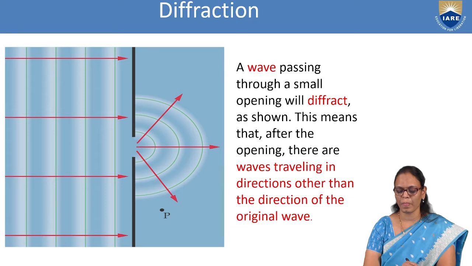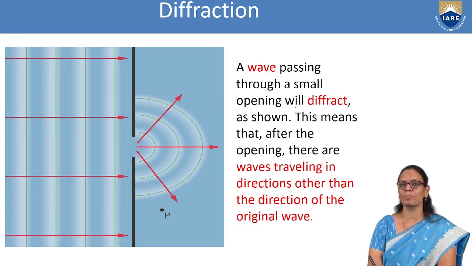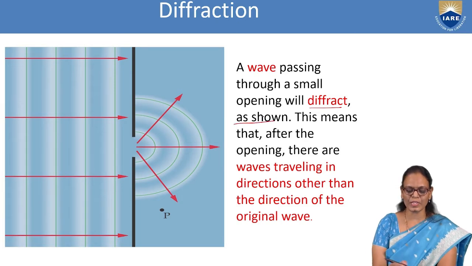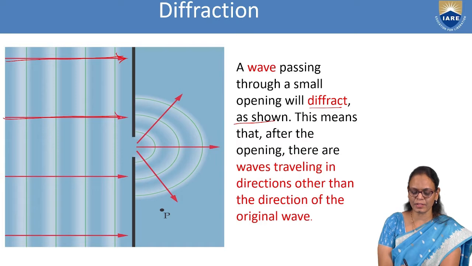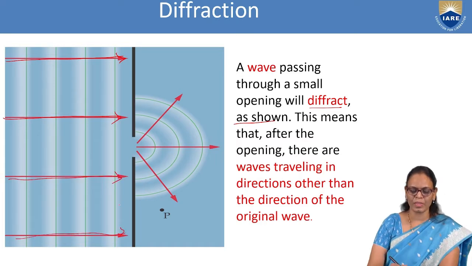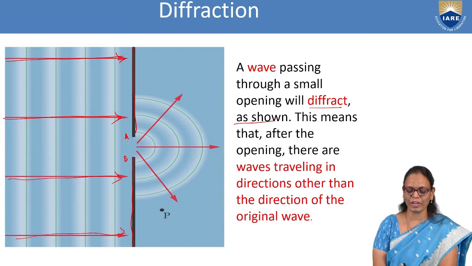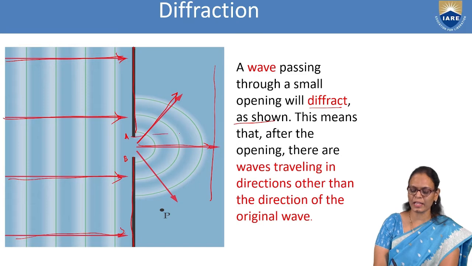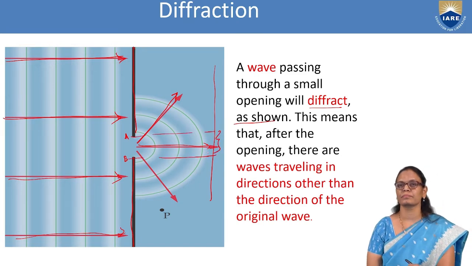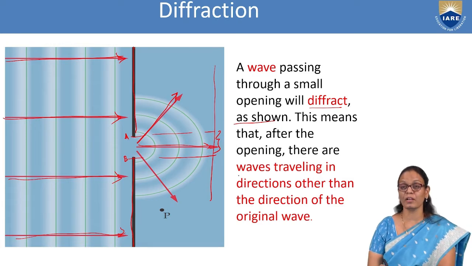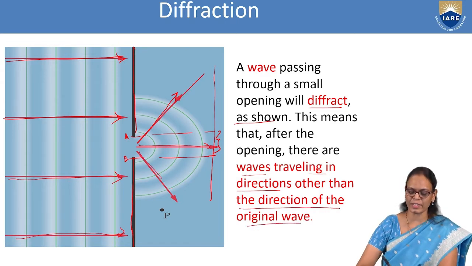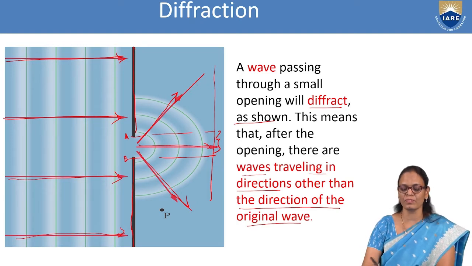Now coming to diffraction, a wave passing through a small opening will diffract as shown. If you see, this is a wave that is incident on a surface, and this is a surface which has got a small opening. I may say that the small opening is AB. So when the wave is incident, what is happening? It diffracts. If you imagine light coming, and if you keep a screen here, you will not only see the shadow of the light here. This means after the opening there are waves traveling in directions other than the direction of the original wave. So even in this direction and this direction we are having the rays. This is because of diffraction.